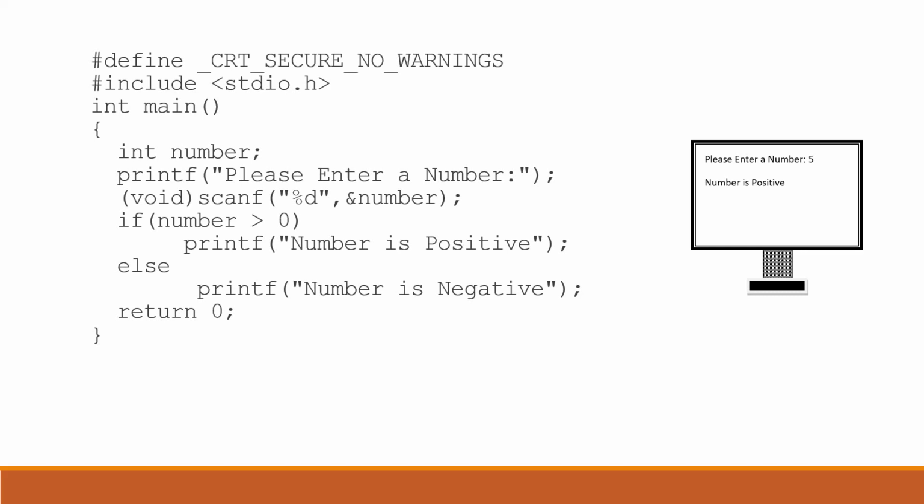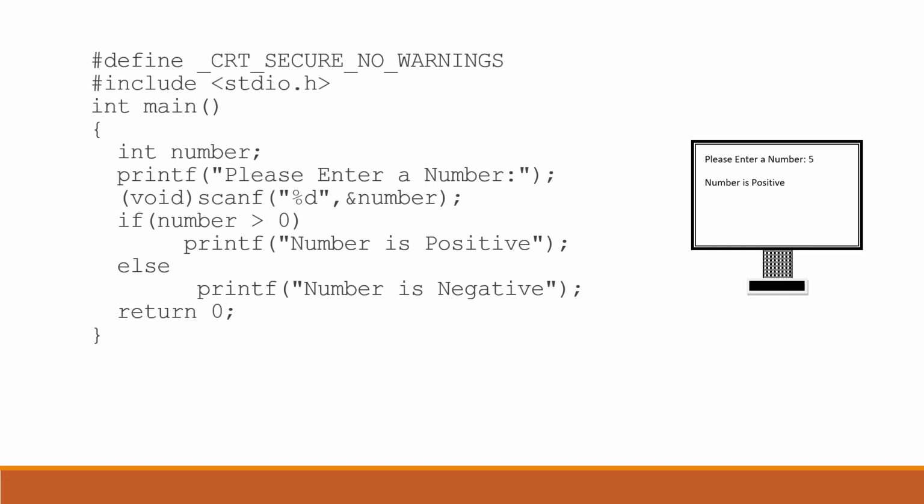Inside the main function, int number, this line declares an integer variable named number to store the user input. printf("Please enter a number"), this line prompts the user to enter a number. scanf("%d", &number), this line reads an integer value entered by the user and stores it in the variable number. The program uses a single if statement to check if the entered number is greater than 0.